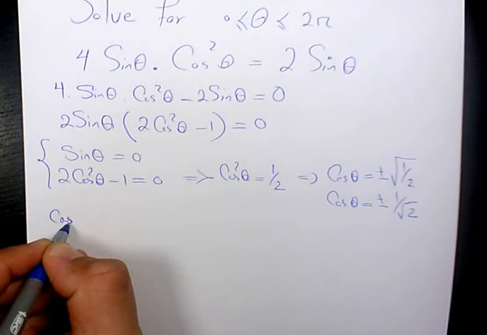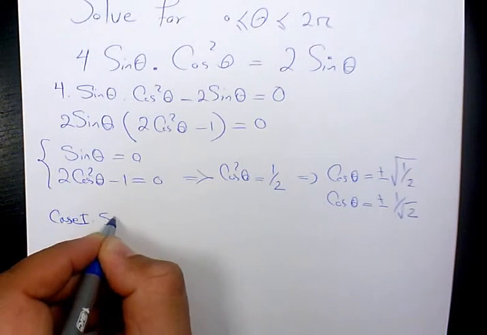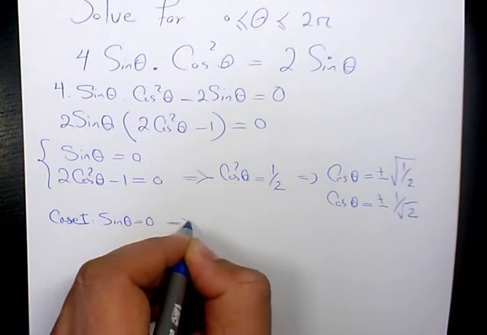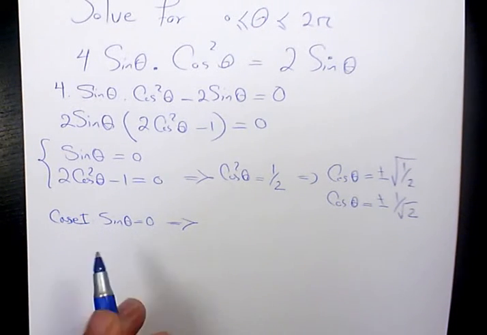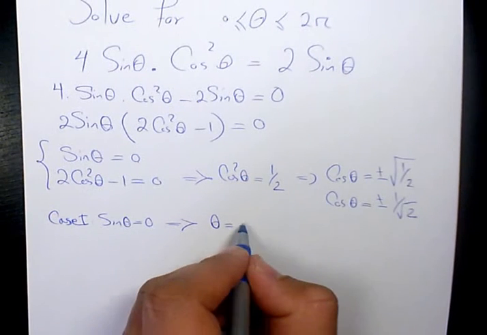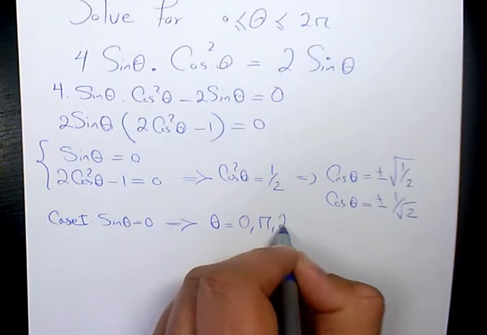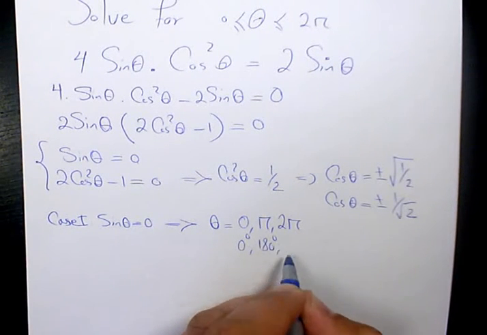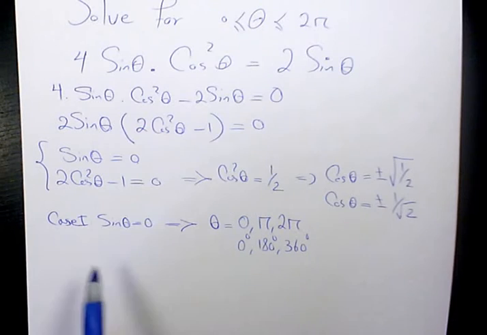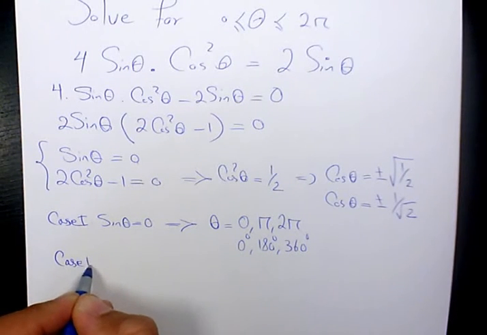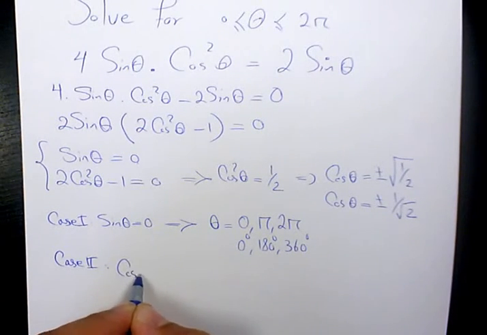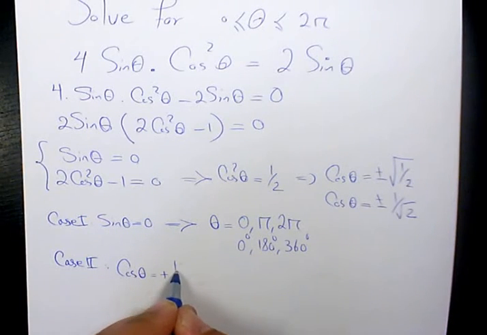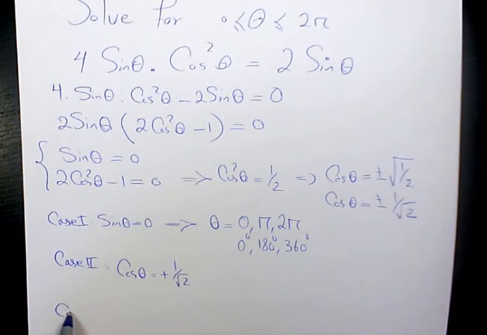Case 1, when sine theta equals 0, theta must be either 0, pi, or 2 pi, which will be 0 degrees, 180 degrees, and 360 degrees. Case 2, when cosine theta equals positive 1 over root 2, and case 3, when cosine theta equals negative 1 over root 2.